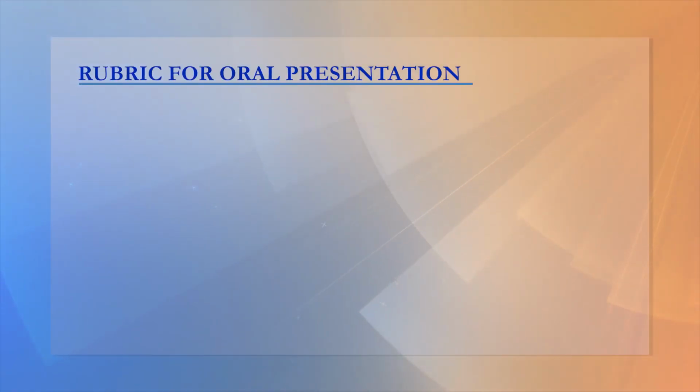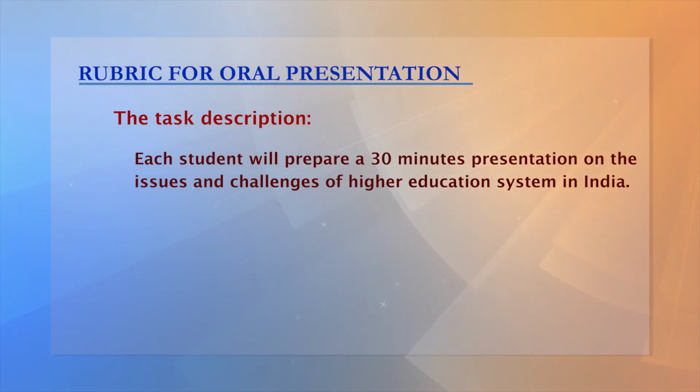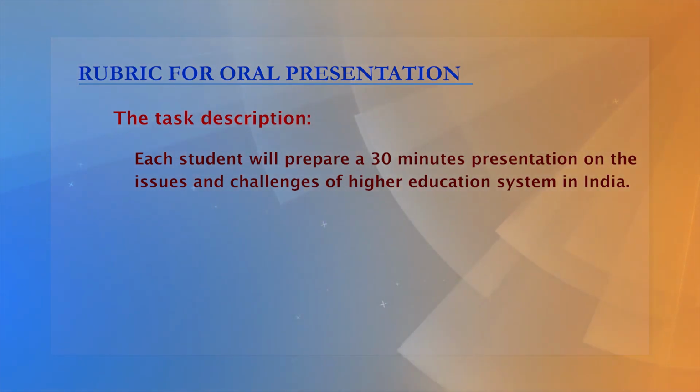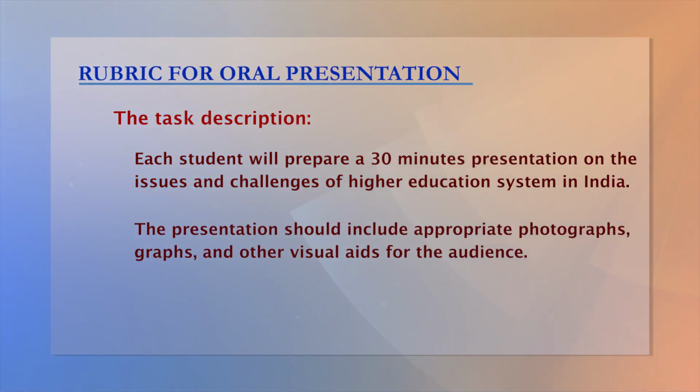Now, let us understand this stage and the subsequent stages with the help of an example in which we will develop a rubric for oral presentation. For this, we have chosen an assignment for the learners whose task description is stated as: each student will prepare a 30 minutes presentation on the issues and challenges of higher education system in India. The presentation should include appropriate photographs, graphs and other visual aids for the audience. In the first step, we will write the learning objectives for the above designed task.